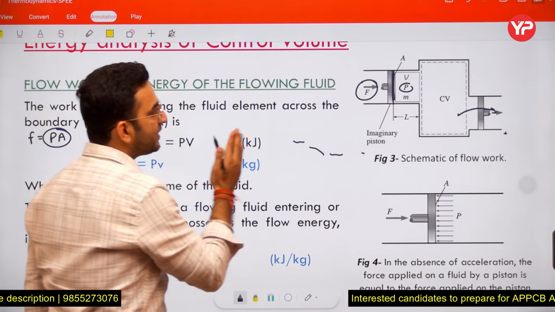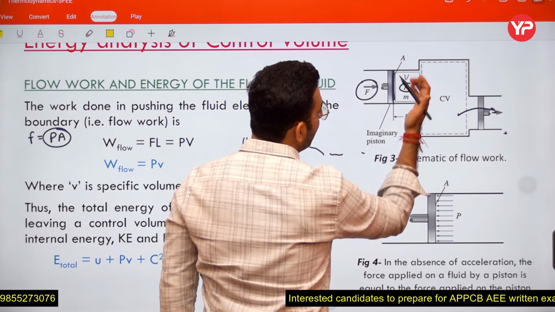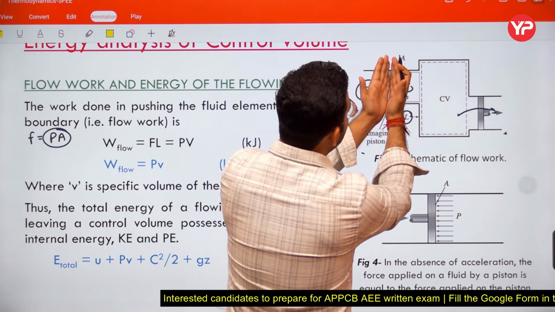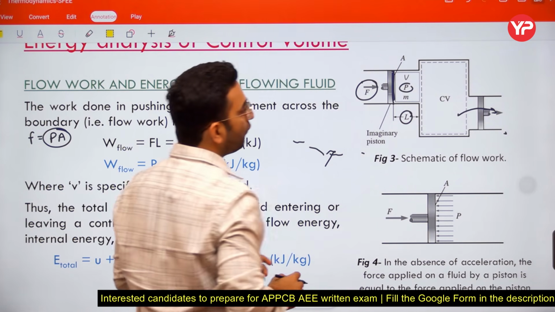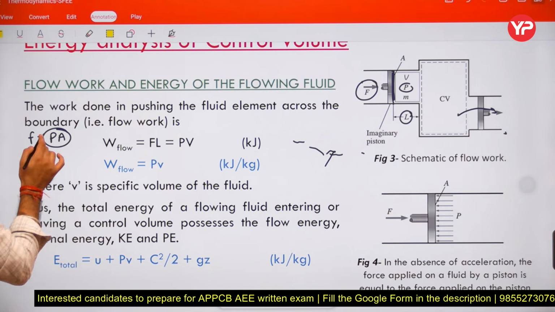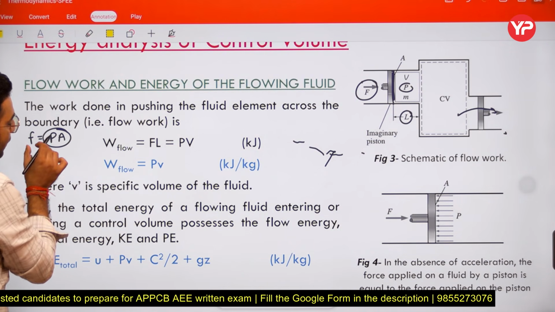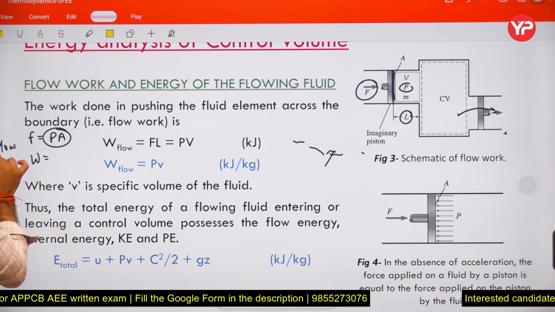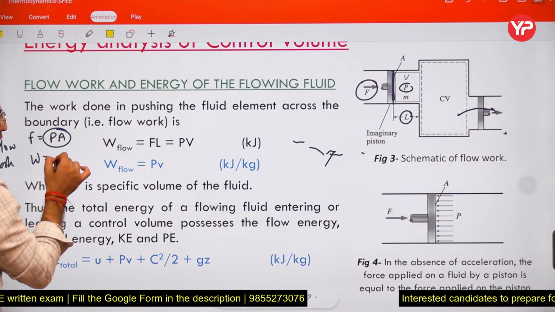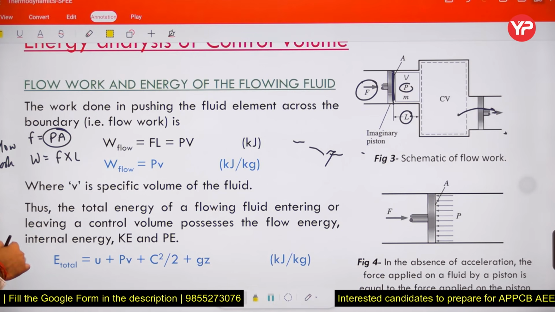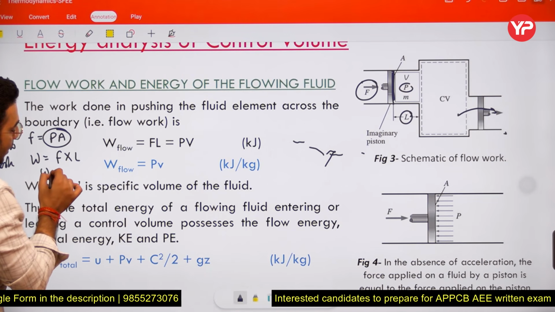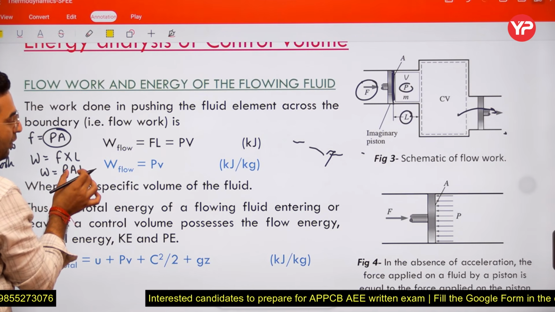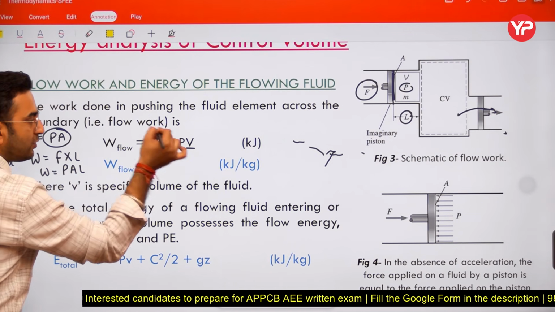And due to this force, what is happening? The liquid is displacing by a length of L here. So I can say the piston is experiencing a displaced volume. So I can correspondingly write the work done over the system, specifically the flow work, is going to be equal to force into length. I can further write this force into length as pressure into area into length, where A into L is representing the displaced volume.